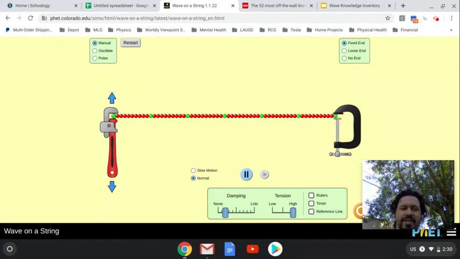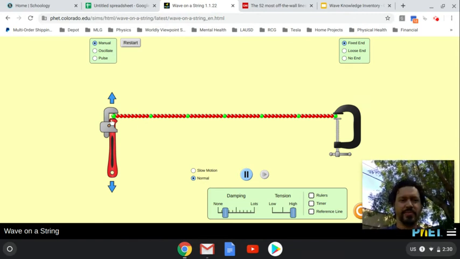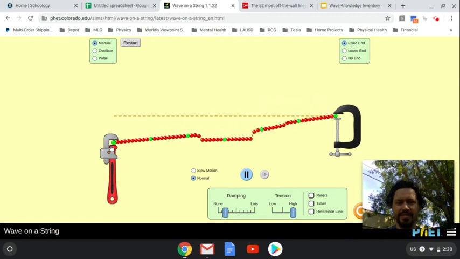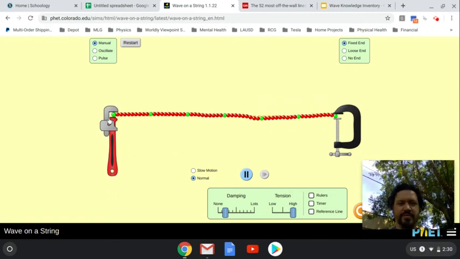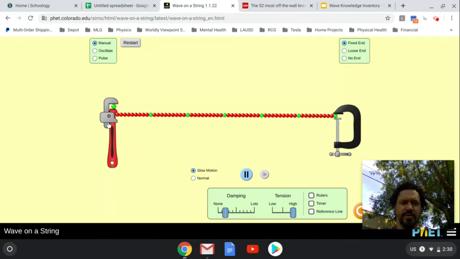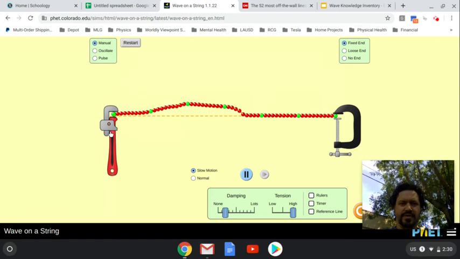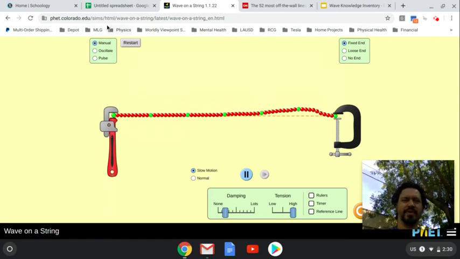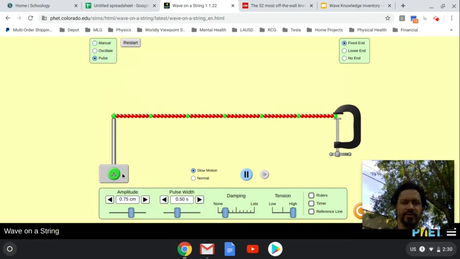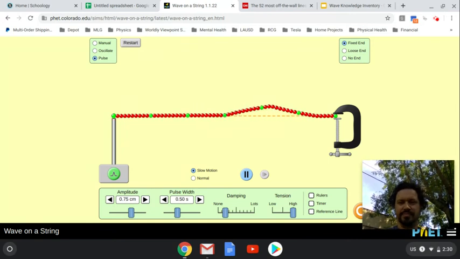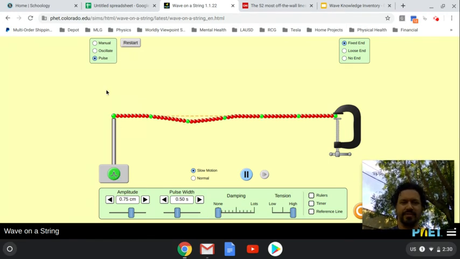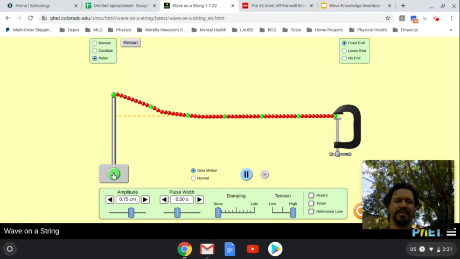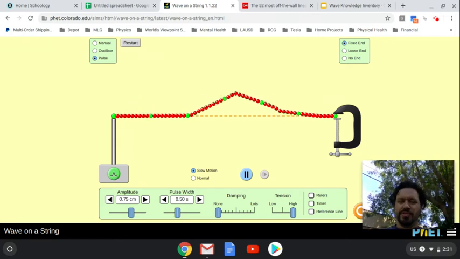So we use this sim because it makes great waves and it has lots of different options. You can do things like this. You can make a wave. You can move things in slow motion. You can do a pulse. Push that button, you get one pulse. You can adjust the damping. This is kind of like adjusting the friction. So there's lots of things that you can do with this tool.